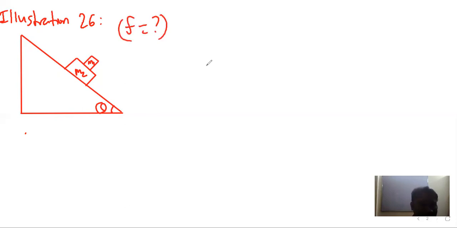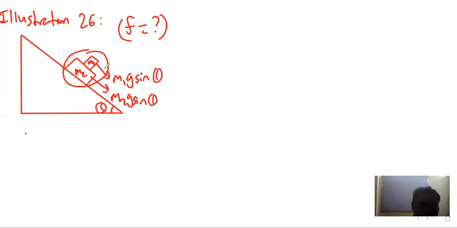So in this case, let us say there is no relative motion. That means both the blocks M1 and M2 move with same acceleration in down the inclined direction. And we have to find the value of friction between the two blocks. Now, if we assume no friction, if we want them to move together, this will have force M1 g sin theta, this will have force M2 g sin theta. So this is the force on these two blocks.